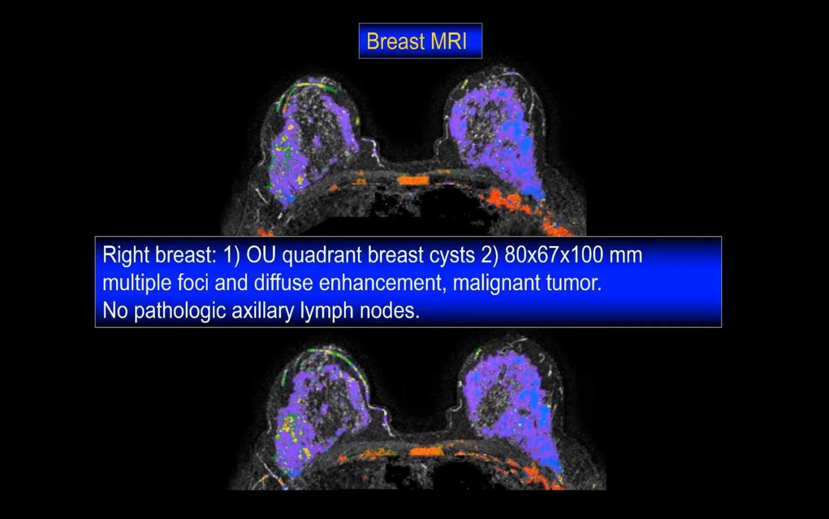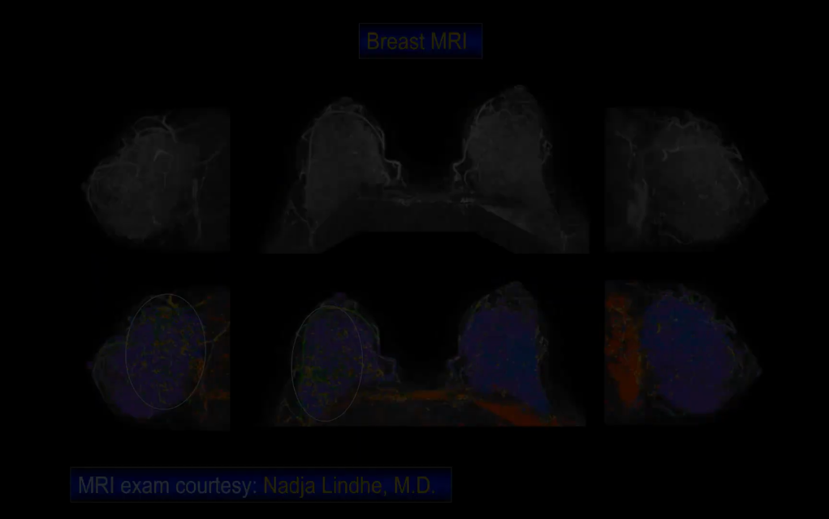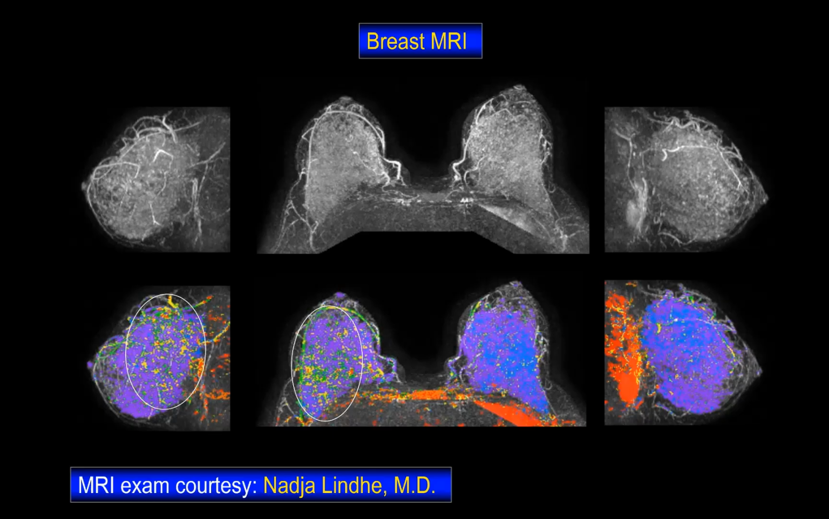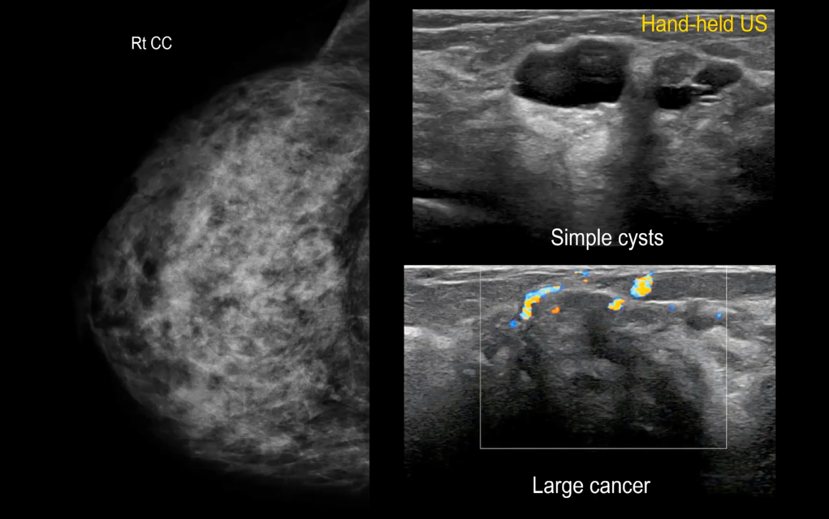Let's look at the MR. MR points out, but it's very difficult because there is enormous background enhancement. That's fine. But the MR anyway shows the lesion. And this big cyst I couldn't see here. This big cancer I couldn't see here.